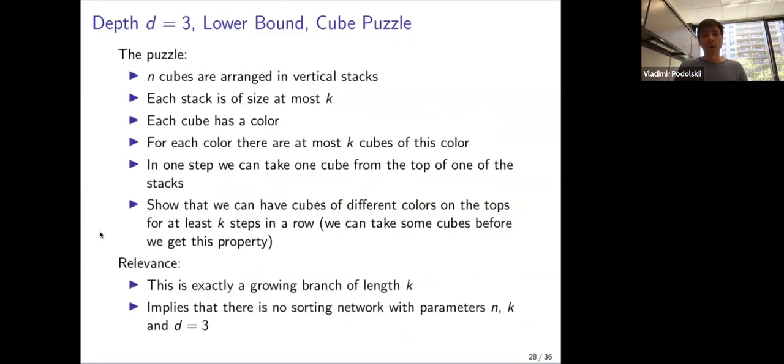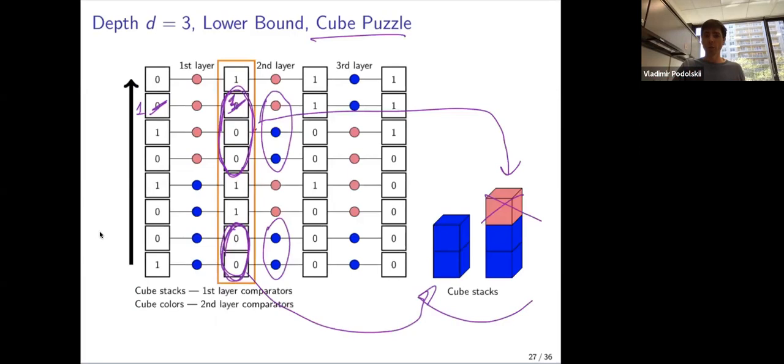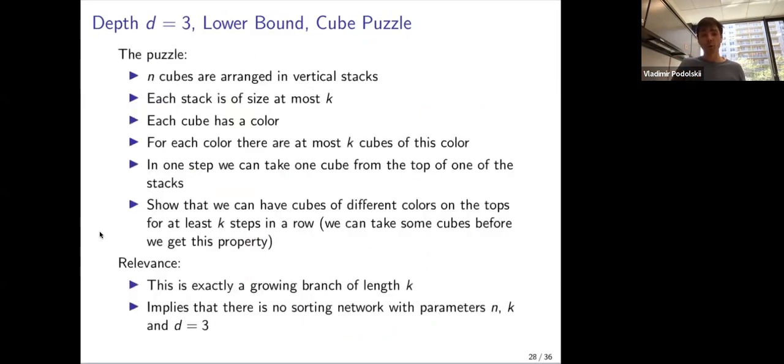Each cube has a color. For each color, there are at most k cubes of this color. Why? Because colors correspond to comparators on the second layer, and each comparator is of size at most k. So you have at most k cubes of each color. In one step, you are allowed to take one cube from the top of the stack.